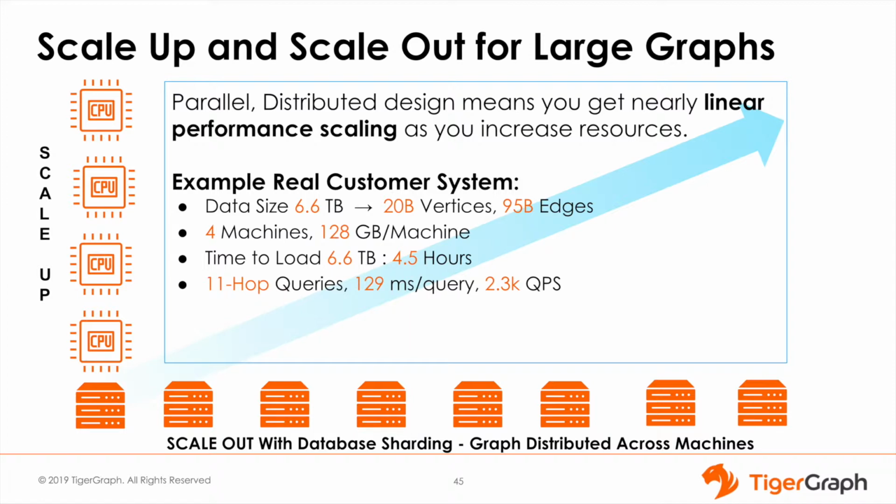To handle the large data size, it is not economical to try to put all the data on one massive machine. Instead, it is less expensive and higher performing to shard the data across multiple machines. Due to data compression, they only needed 4 machines with 128 gigabytes of RAM each. This system handles up to 2,300 queries per second.